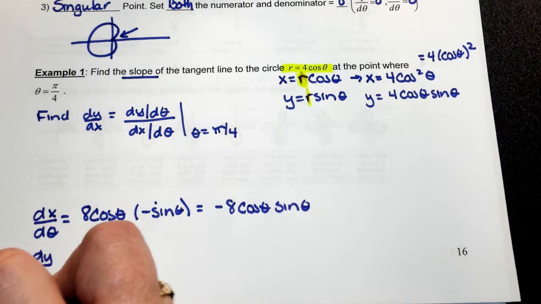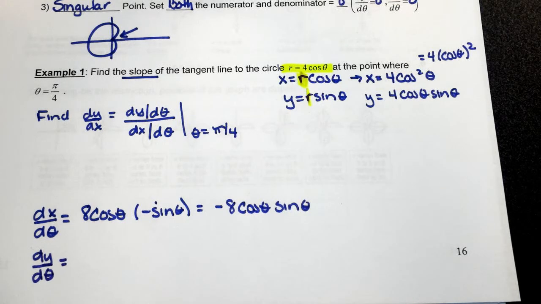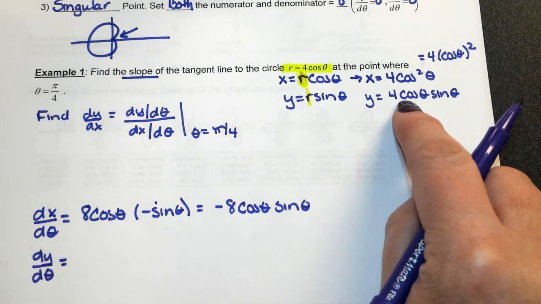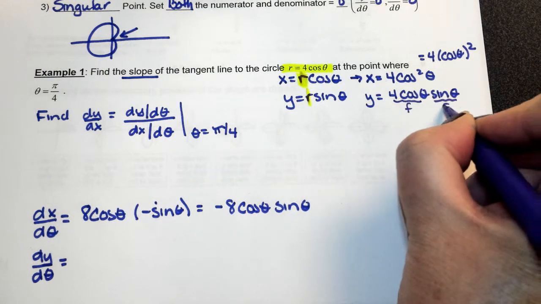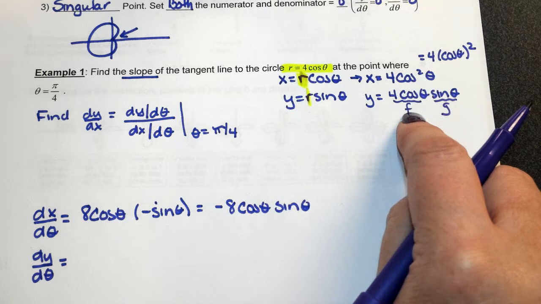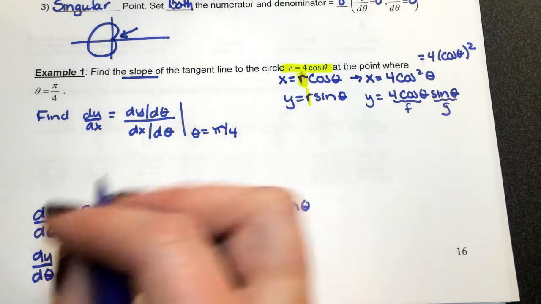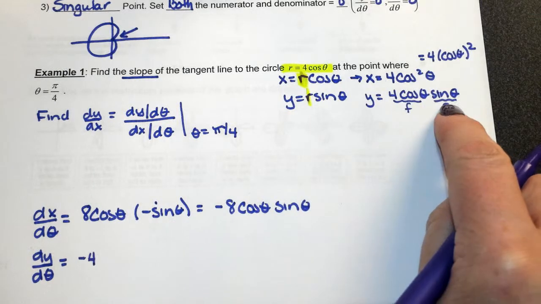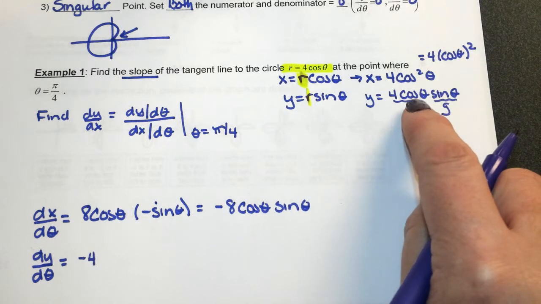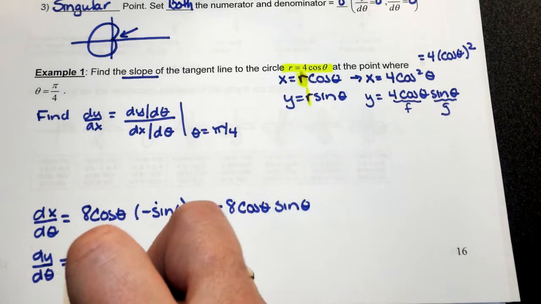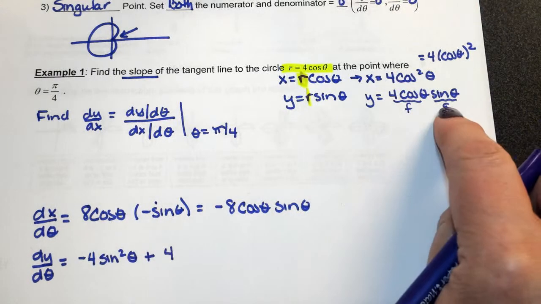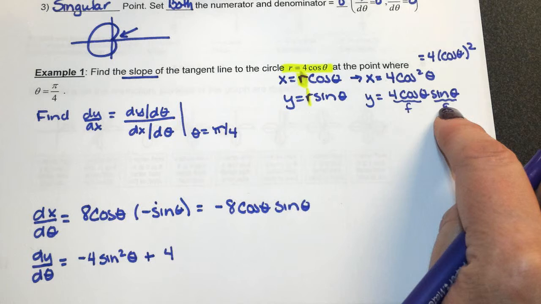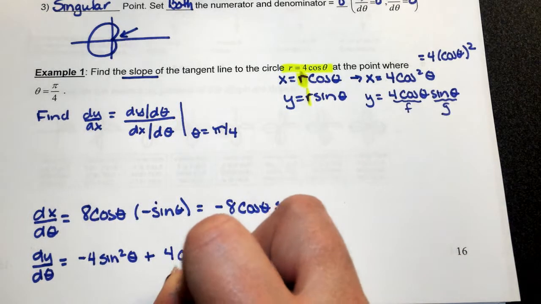So then this derivative is going to be negative 8 cosine theta sine theta. So then I have to find dy/d theta. To find dy/d theta, how am I going to take the derivative of 4 cosine theta sine theta? I'm going to use the product rule. So then let's start. Here's my f. Here's my g. What's the derivative of 4 cosine theta? Negative 4 sine theta times g, which is sine theta. So that's going to be negative 4 sine squared theta, plus f, which is 4 cosine theta, times the derivative of sine, which is cosine. So that's going to be 4 cosine squared theta.